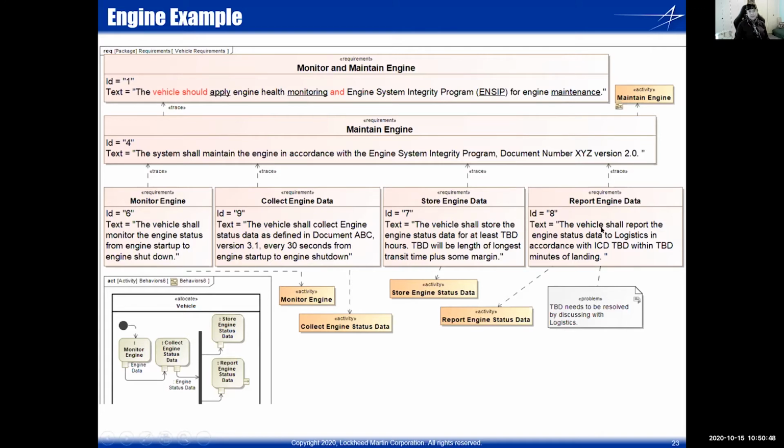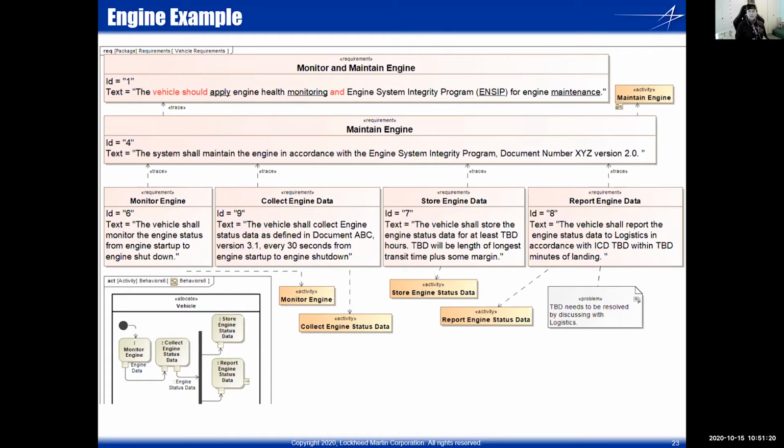To report the engine data, we know there's going to have to be interface control data that talks about how we transmit that data from the vehicle to the logistics system, how long it could take to transmit that data. If I had a jet that was flying around for hours, or I had a helicopter flying around with hours, that could be a lot of data to collect. And if my car is collecting data for years in between going to the repair shop, that could be a lot of data to collect.